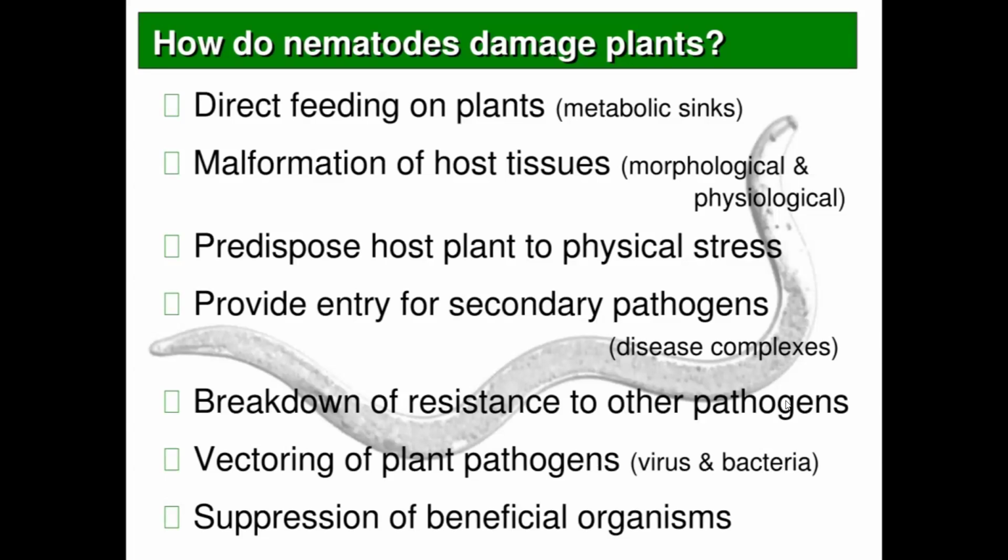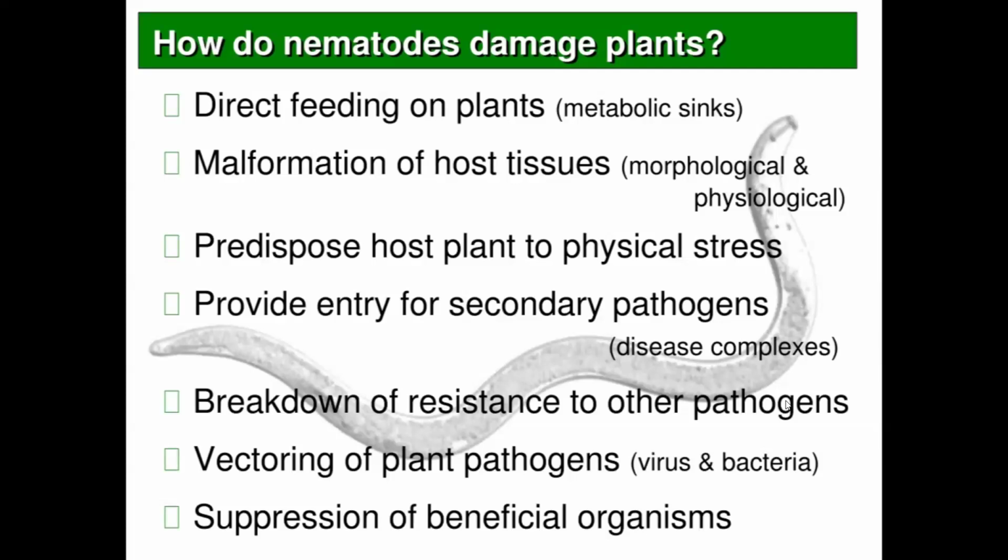So with these damages on the roots or even on the leaves, as you find for Aphelenchoides, this can predispose the host plants to other physical stress. It can even serve as a basis for entry of other secondary pathogens. We call this disease complex. And it could lead to breakdown of the resistance of the plants, and then makes it susceptible to other pathogens.